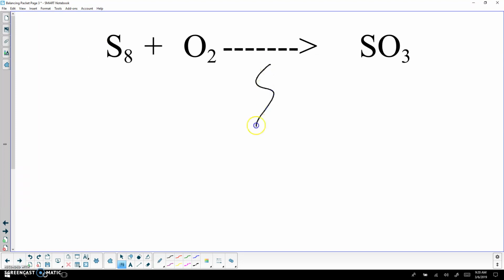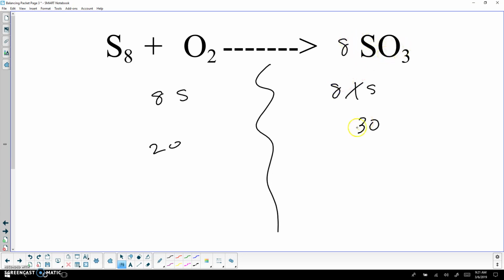For number 29, that isn't a typo. Sulfur is found in this octahedral form where there's 8 of them bonded together. So that's not a mistake. That is the correct formula. So on this side, I have 8 sulfurs, 2 oxygen. On this side, I have 1 sulfur and 3 oxygen. Okay, so I'm going to start balancing this guy. Let's start by putting an 8 here. So this sulfur is going to become 8, and then 8 times 3, well, that's going to be 24 oxygens.